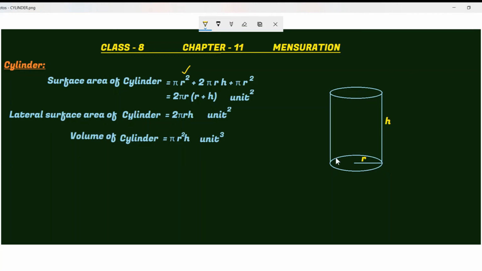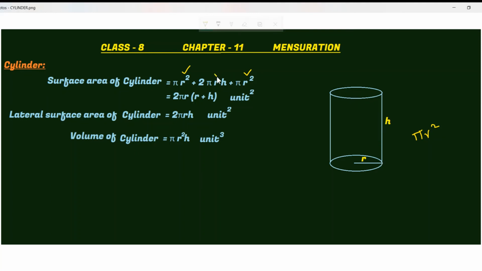We know this is in the shape of a circle. We know the area of a circle is pi r square. So there are two circles. So it will be pi r square and pi r square. And here this is the height of the cylinder, and we have to find out the lateral surface area. We know this is the circumference of the cylinder. So we have to find out the circumference and then multiply with h, we will get this lateral surface area, this whole lateral surface area.